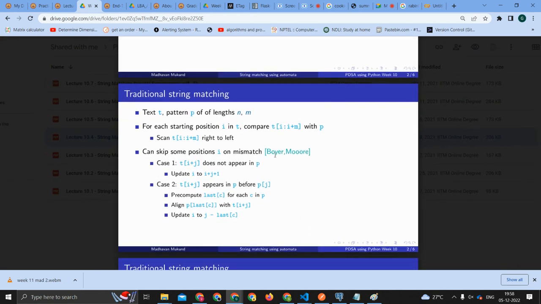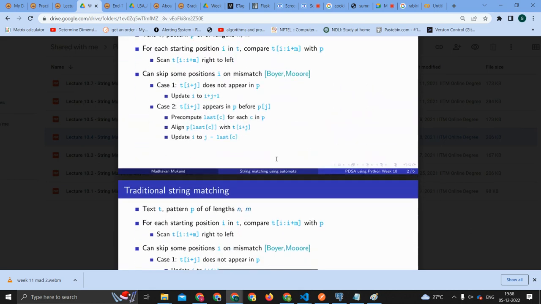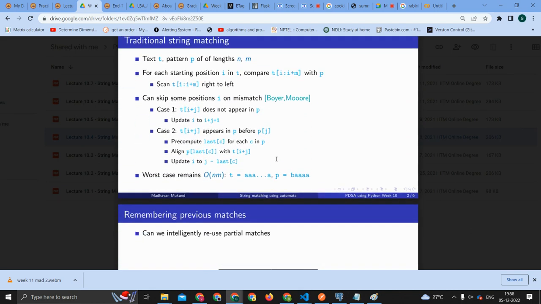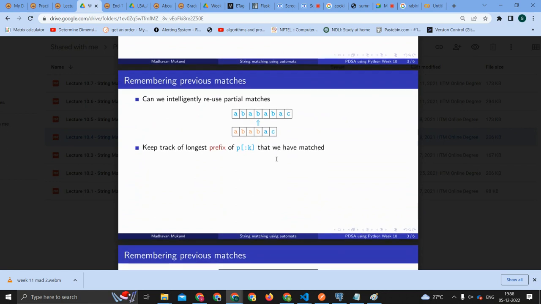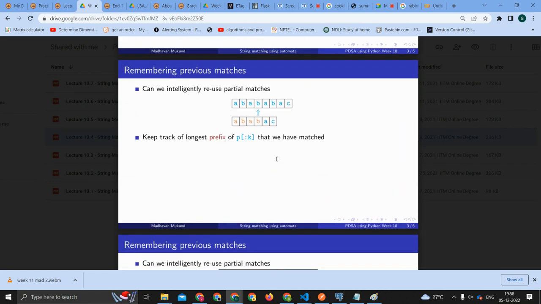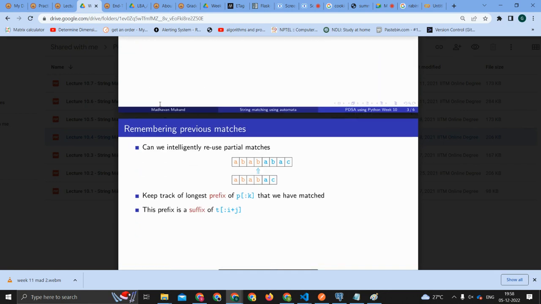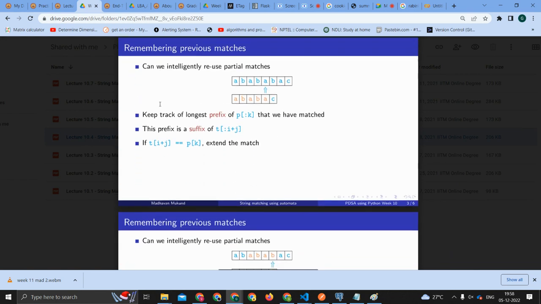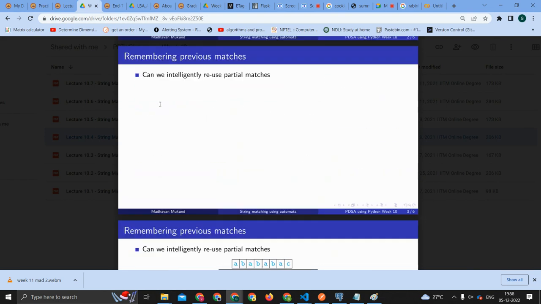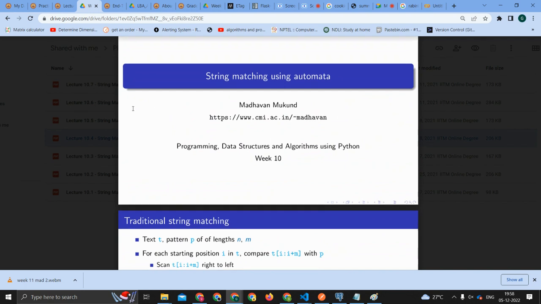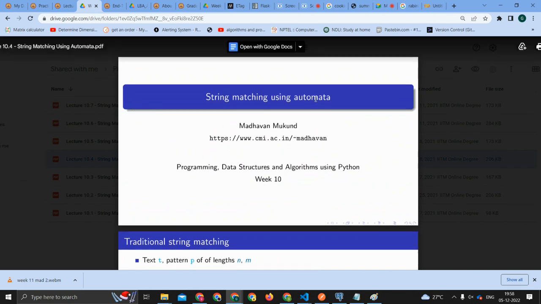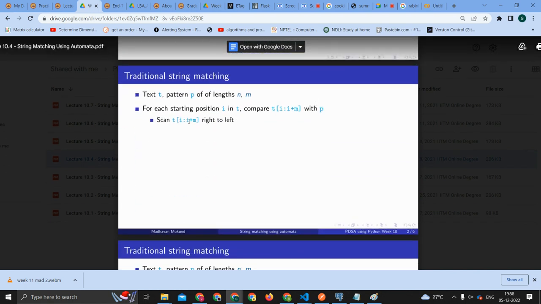Okay. So let's not talk about the Boyer-Moore because we still don't have a question there. Let's go directly to automaton. What will be the first, I think, automaton? Are you taking the first slide? See, string matching using automata. That's what we are. Okay.